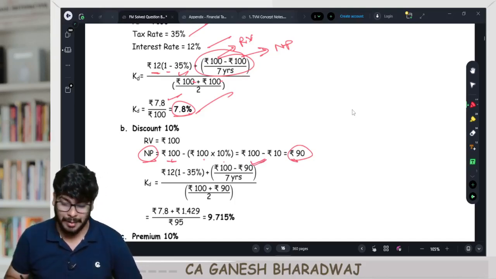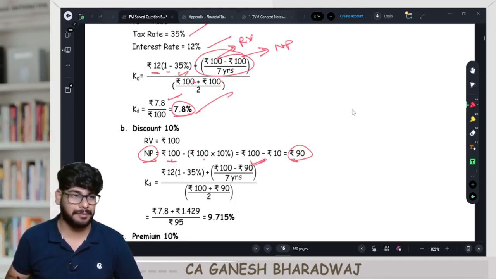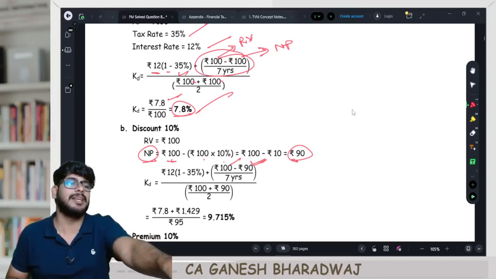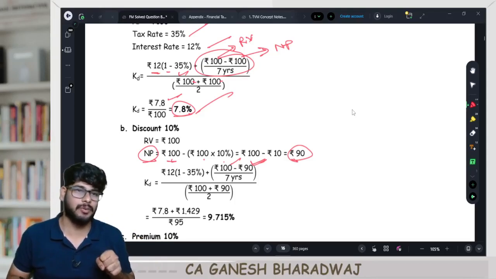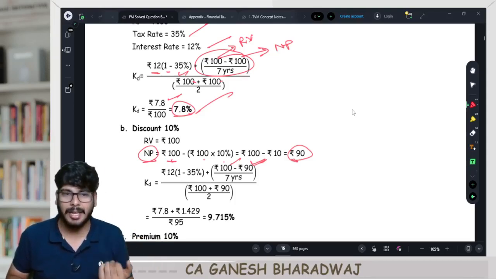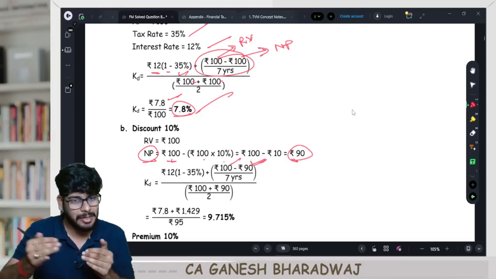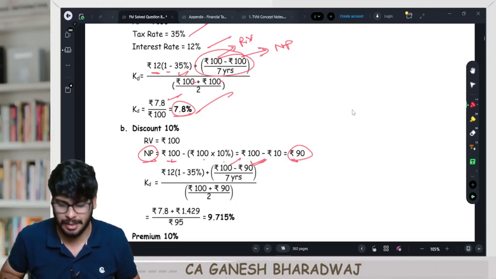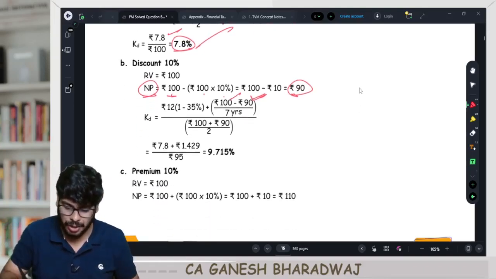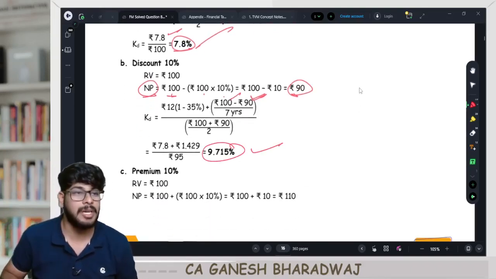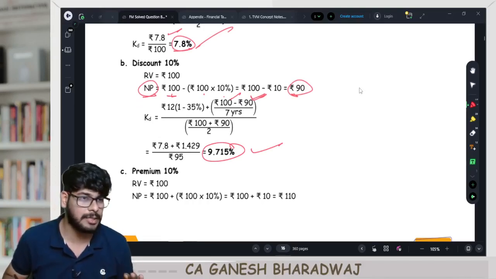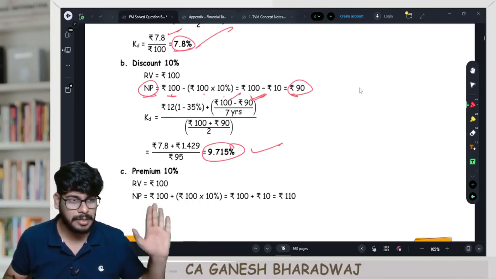Now, guys, what happens here? It is being redeemed at par, 100 rupees, but issued at a discount. Correct? That is, today I'm getting money of 90 rupees, but I'm repaying 100. Similarly, the 10 rupees of extra cost is also there here. Are you able to understand this? That gets captured here, and overall your KD is going to be 9.715%. Are you understanding this? Yes? Right?